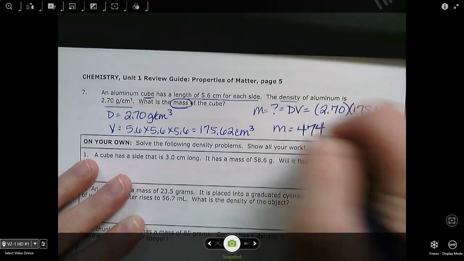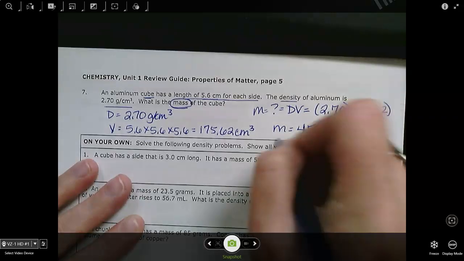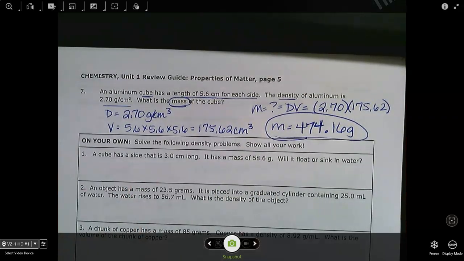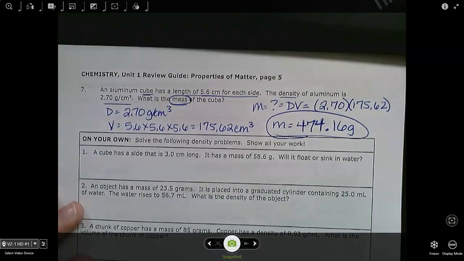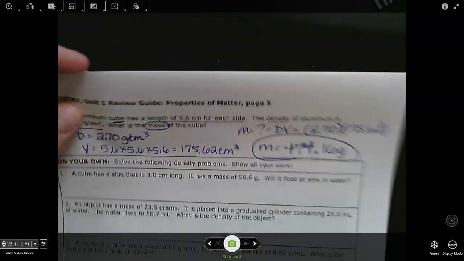474.16 grams is the mass of my aluminum cube. So that's how I do a variety of calculations and answer questions involving density.